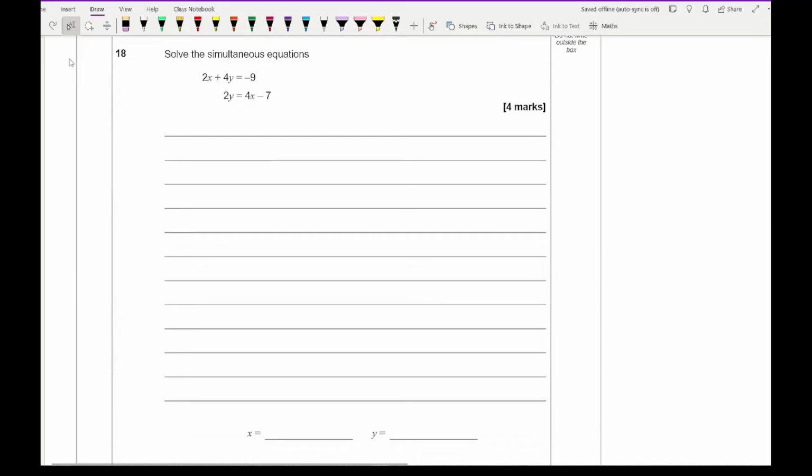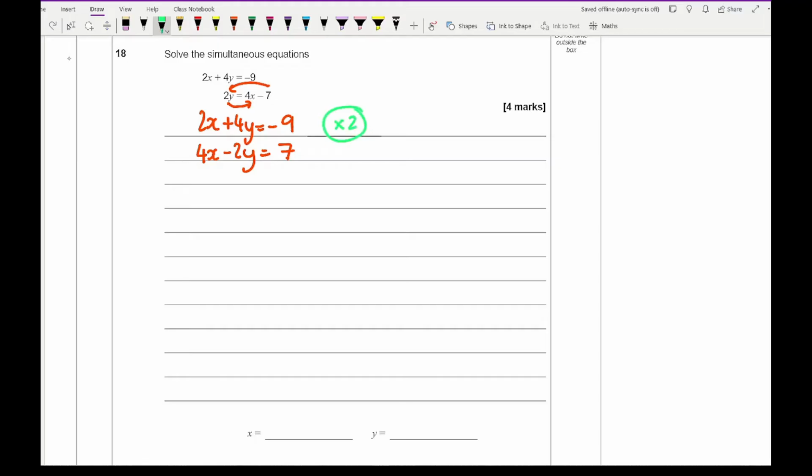Then looking at question 18, it says solve the simultaneous equations. So for this, what we want to try and do is rearrange it so that they both look the same. So here we've got 2x plus 4y equals minus 9. And if I rearrange the second equation, if I take the 2y over to this side and the 7 over to that side, I end up with 4x minus 2y equals 7. Now, again, you can choose between making the x the same or the y the same. It's entirely up to you. I'm just going to do the top one.